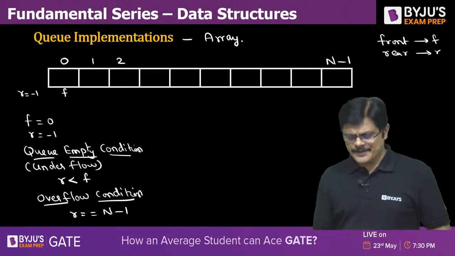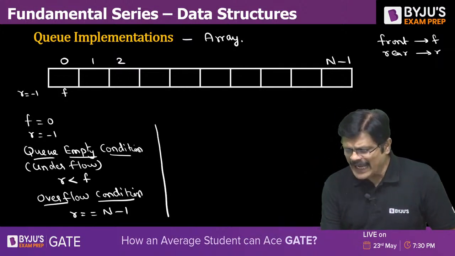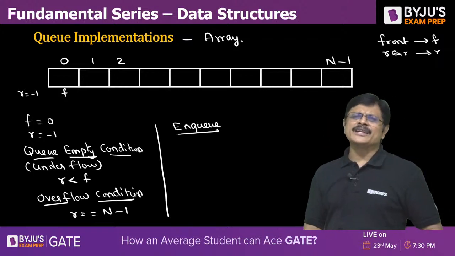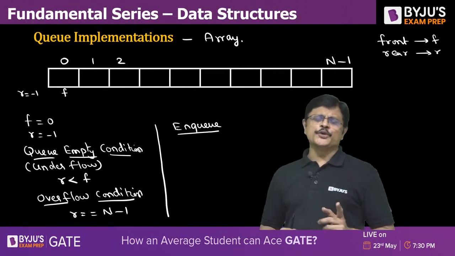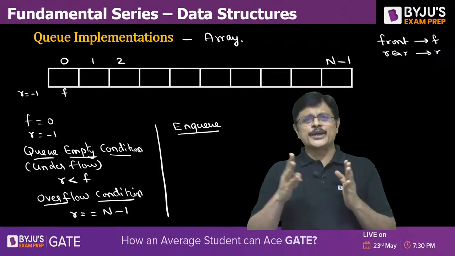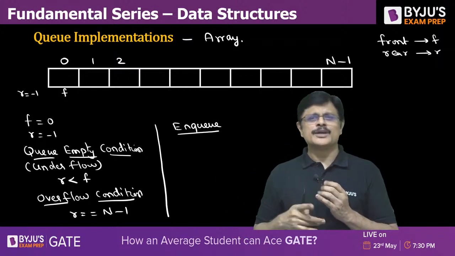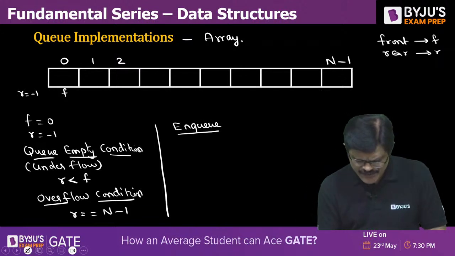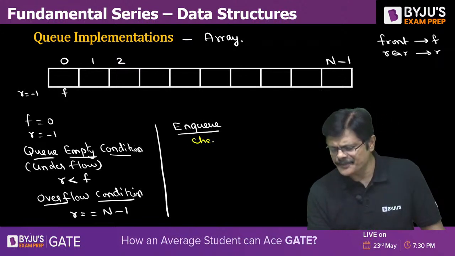Overflow condition is this. Then we need to do the NQ operation and the DQ operation. I am not writing the overflow condition here. For NQ you have to check the overflow condition, because when you want to insert, if the queue is already full, you cannot insert anymore. So I am just writing that: check overflow.